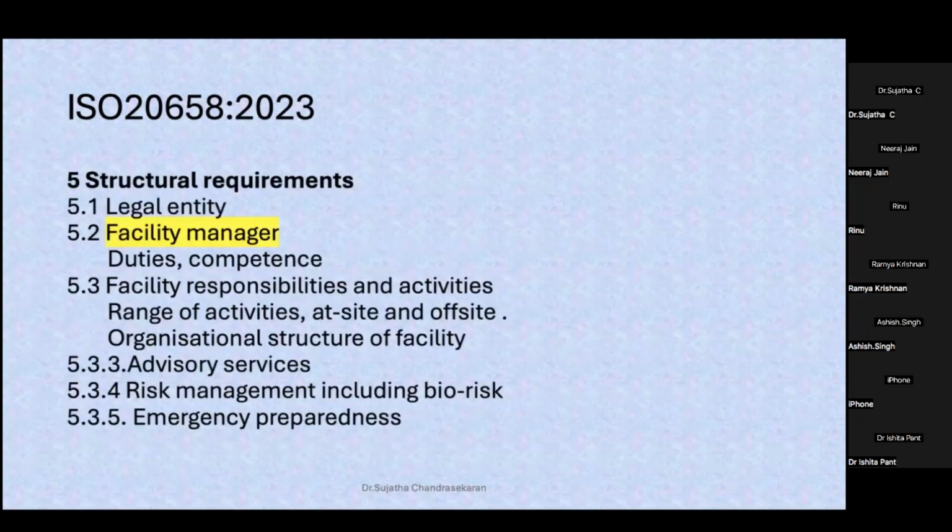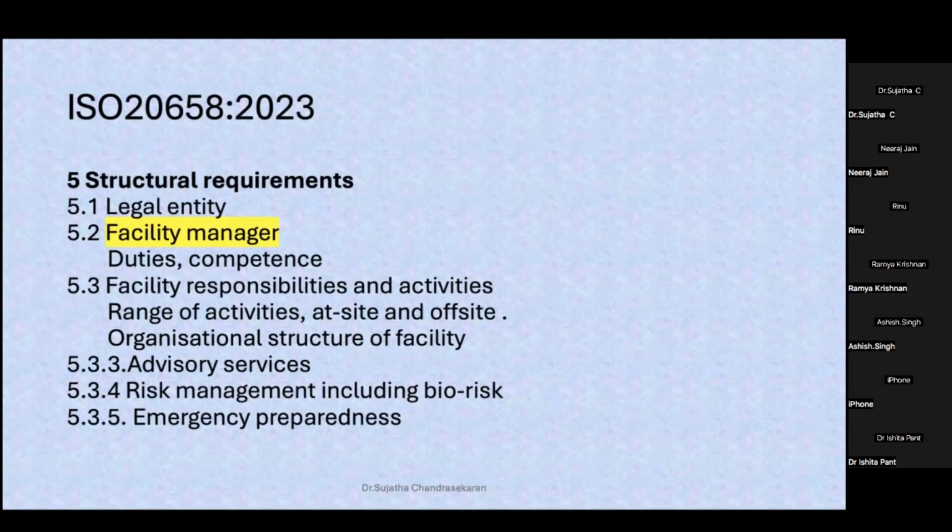Right. Then clause 5, structural requirements. Under structural requirements, the legal entity. Okay, it has to be a registered entity. Facility manager, which is lacking. Now, the facility manager has to be identified for the pre-examination phase.